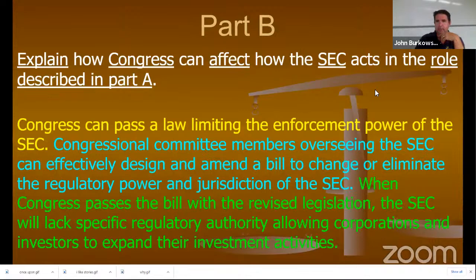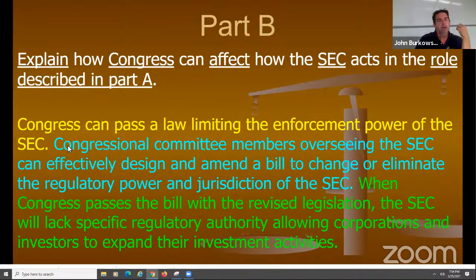There it is. All right, you've identified something. Congressional committee members overseeing the SEC can effectively design and amend a bill to change or eliminate the regulatory power and jurisdiction of the SEC. Described relevant characteristics, good stuff.